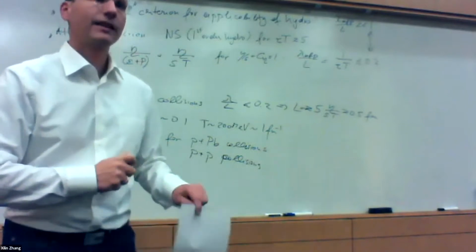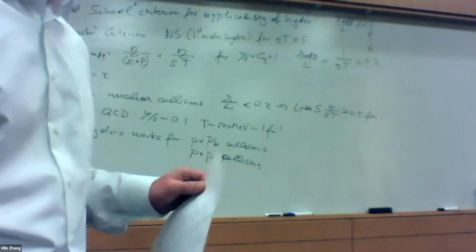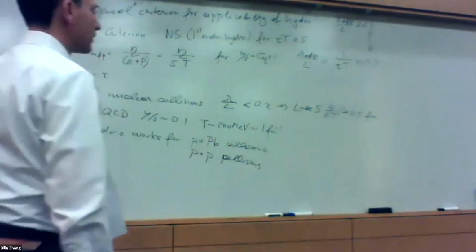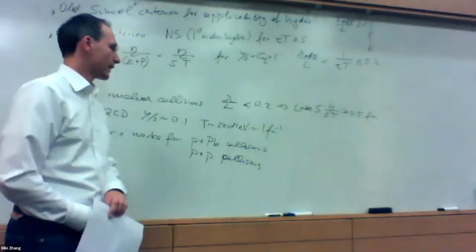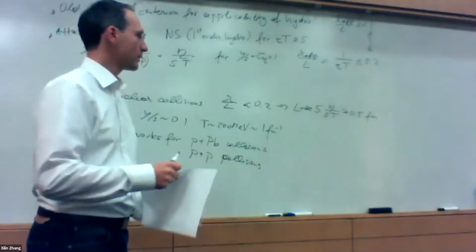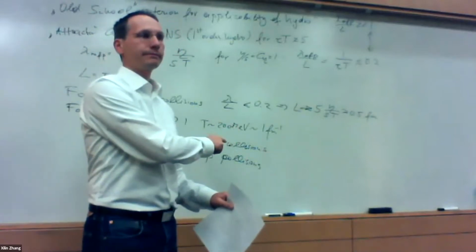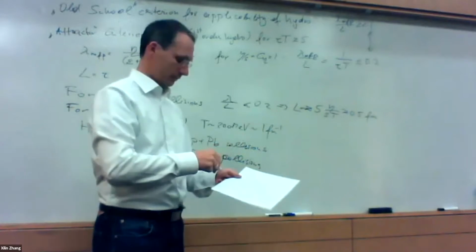Your estimate was kind of conservative, because the 200 MeV temperature characterizes more the end of the collision rather than the beginning. That's correct. Maybe a factor of 2.5 higher. So this is a conservative estimate, but I think we can do even much better than this, and I will talk about it.